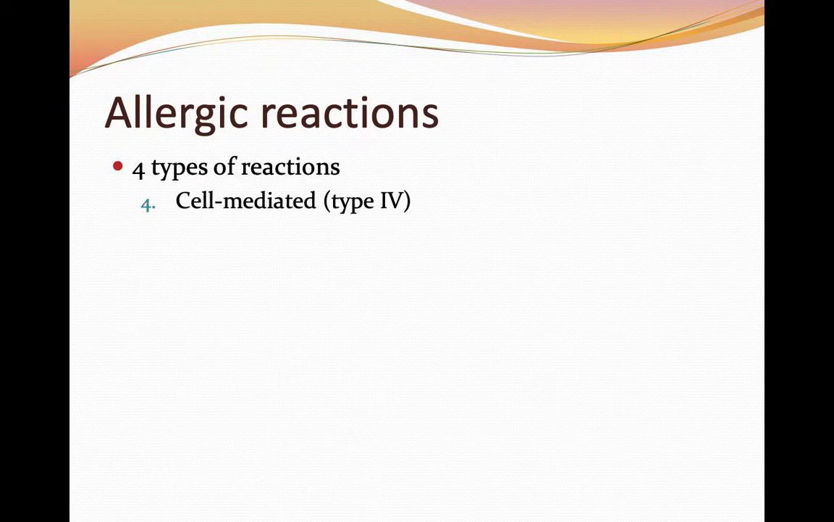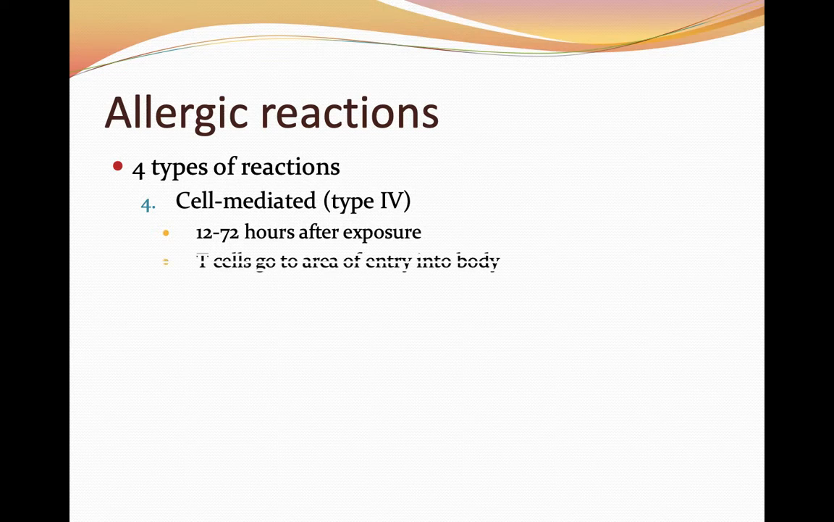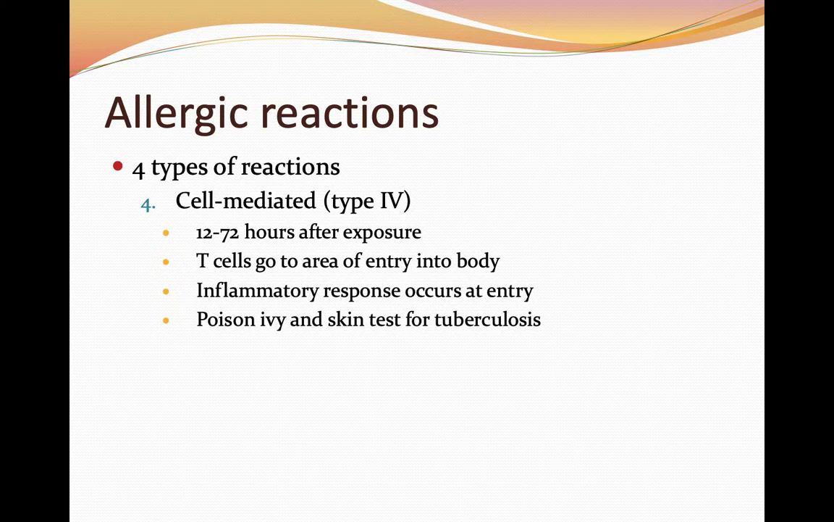The fourth and final type of reaction is a cell-mediated or a type 4 allergy, and a lot of you may have gotten one of these already. It's a delayed hypersensitivity, which means you're exposed to something, and 1 or 2 days later, you actually show signs or symptoms of exposing yourself to that. So you're exposed to something, T cells go to that area of the body, and inflammation occurs at the entry points of your body.